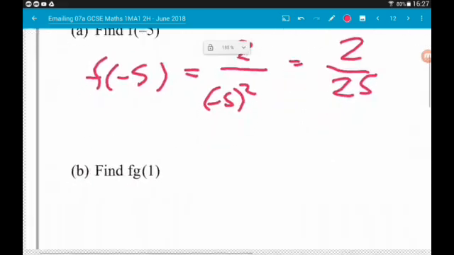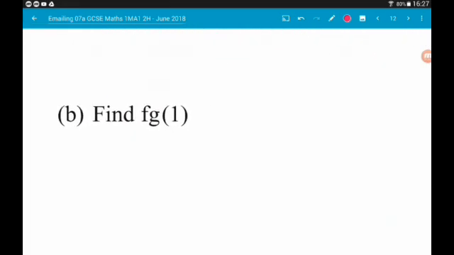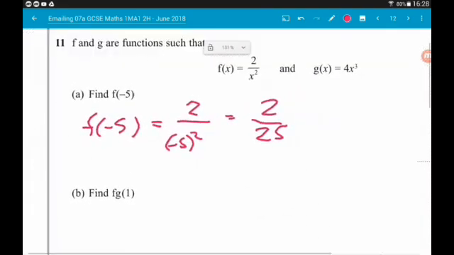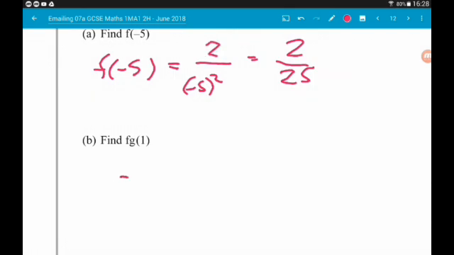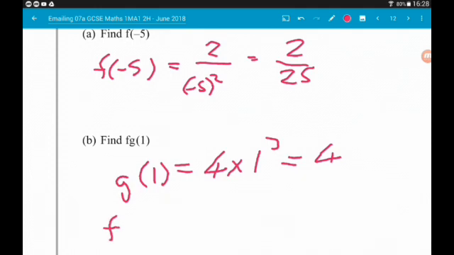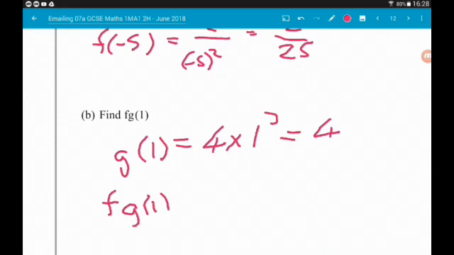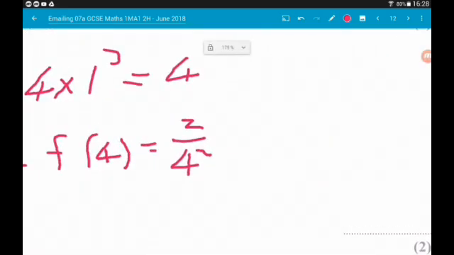over 25. Part B wants us to find fg of 1. So what this means is f of the value of g of 1. So we need to find g of 1 first of all. So g of 1 is 4 times 1 cubed, which is 4. So fg of 1 is f of 4, which is going to be 2 over 4 squared, which is 2 over 16, which gives us 1/8.